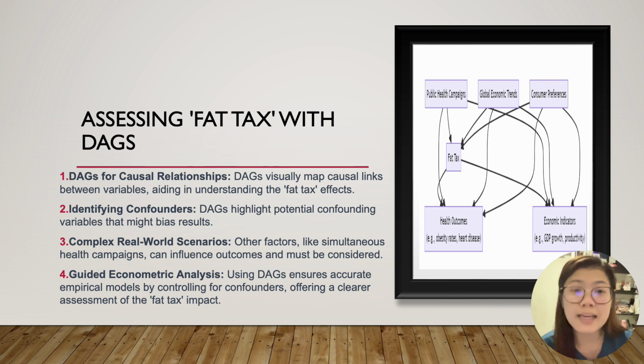By using the DAG to guide the construction of an empirical econometric model, researchers can control for these confounders, ensuring a more accurate assessment of the fat tax impact. In essence, DAGs serve as a roadmap for causal inference, helping to disentangle the intricate web of relationships in empirical research on policy interventions like the fat tax.